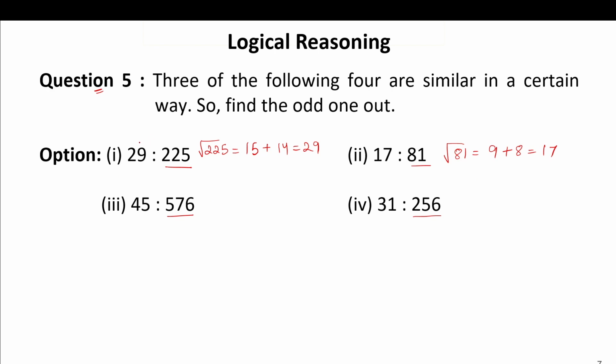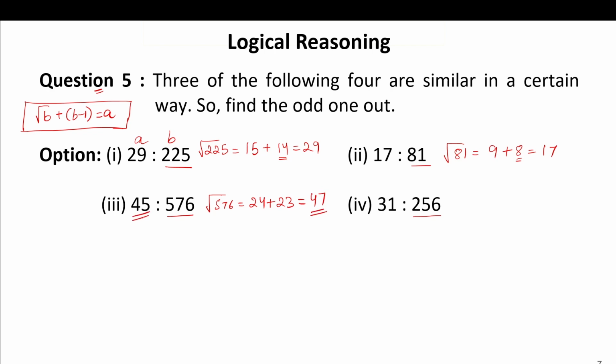So, what did I do? If this is A, this is B. Basically, under root of B plus B minus 1 is giving me A. Correct? Under root of B plus B minus 1, so 1 digit smaller, is giving me A. So this holds true for option number 1 and option number 2. Now let us check for option number 3. For option number 3, this will be under root of 576, which is equal to 24. And if I add 23 into it, B minus 1, it will be 47. But these numbers are different.